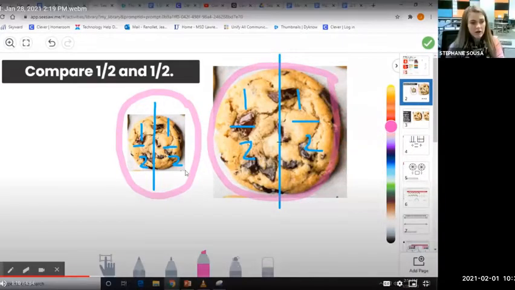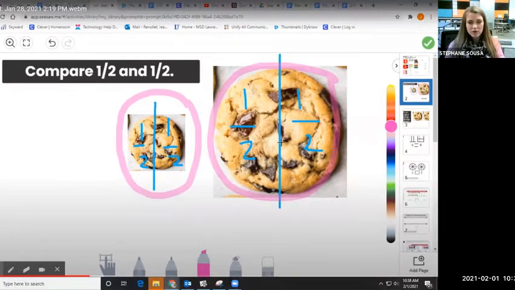All right, so let's talk about it. Is it fair that you would get a half of the cookie on the right and your friend would get a half of the cookie on the left? Is that fair? Why or why not? I'm going to send you into some breakout rooms to have that conversation. When you get back, you will share out. Is it fair? Why or why not?